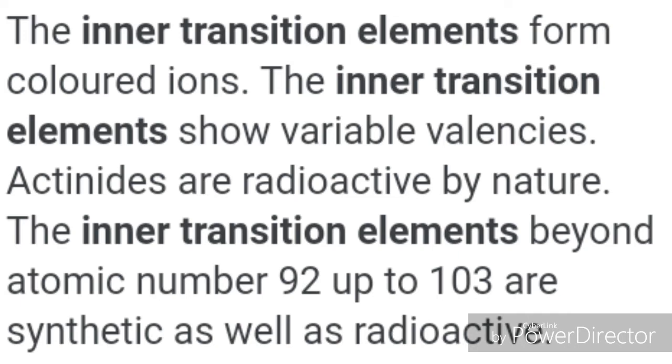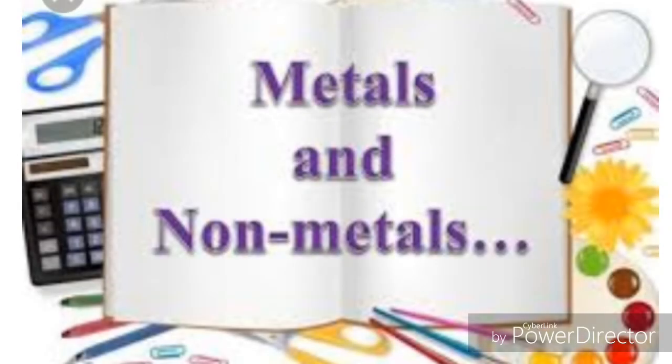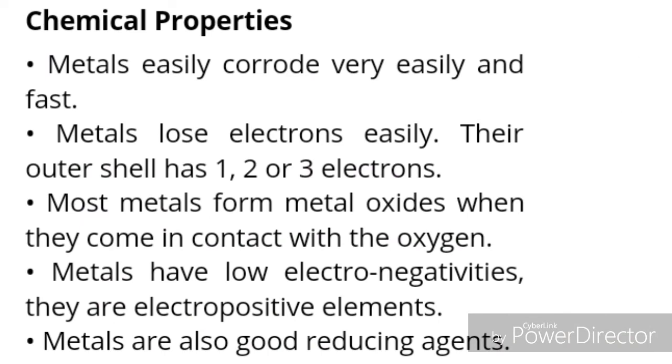And now let us see the characteristics of metals and non-metals. In the periodic table, out of 118 elements, more than 78% of elements are metallic in nature. So more than 78% are metals. Let us see the chemical properties of metals. Metals easily corrode. Metals lose electrons easily. Their outer shell has 1, 2 or 3 electrons. Most metals form metal oxides when they come in contact with oxygen. Metals have low electronegativities. They are mostly electropositive elements. Metals are also good reducing agents.